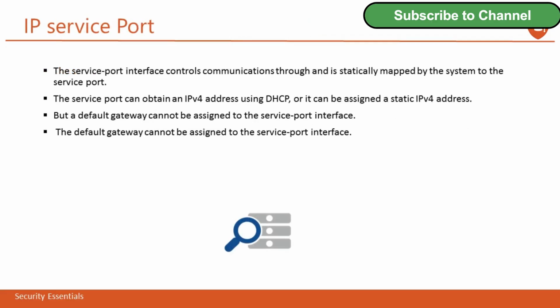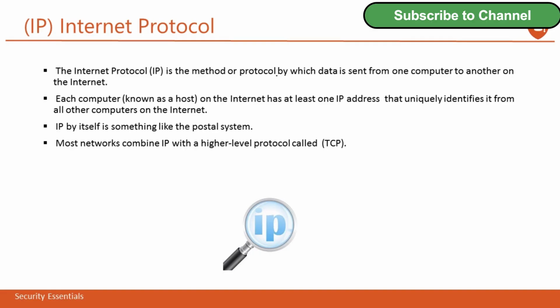So next is IP service port. The service port interface controls communicate through and is statically mapped by the system to the service port. The service port can obtain IPv4 addresses using DHCP, or it can be assigned a static IPv4 address. But a default gateway cannot be assigned to the service port interface. IP service port, as I have told you, we are using multiple ports in our system, and this is the port for IP service. Next is IP, Internet Protocol.